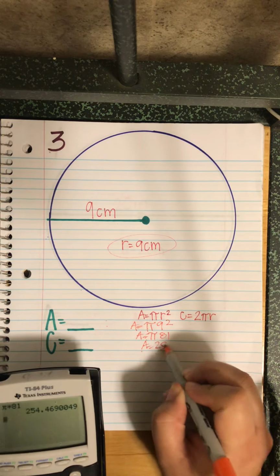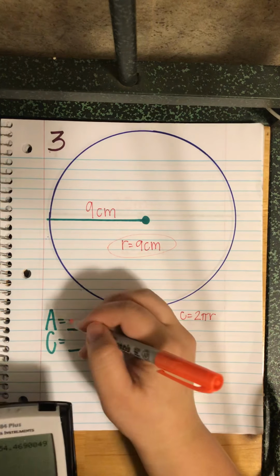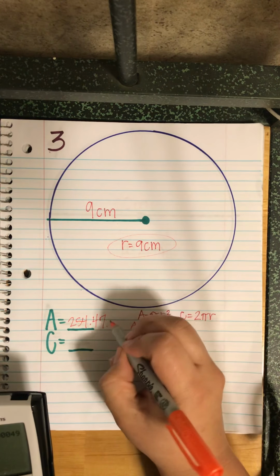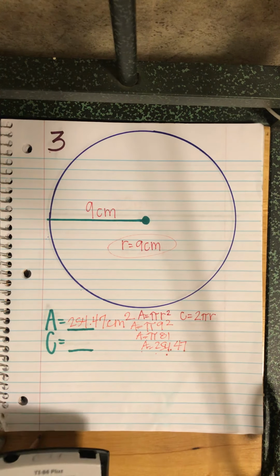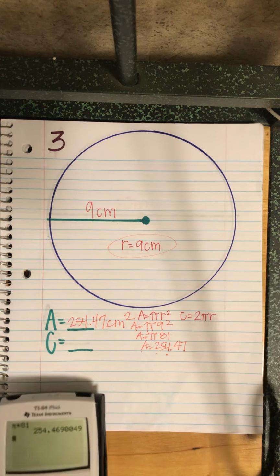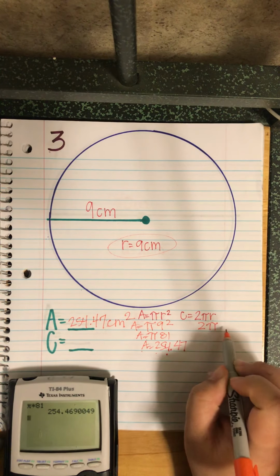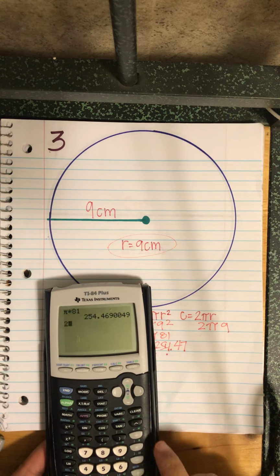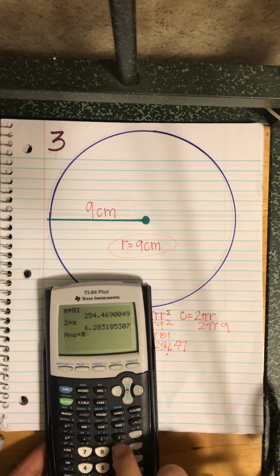area equals 254.47. And then when we transfer it over here, 254.47. Remember your labeling, centimeters squared. So to find that circumference, we're going to use this formula, 2 pi r, 2 pi radius, 2 times pi gives us that really long number. We're just going to leave it like that. We're going to multiply that answer by 9.